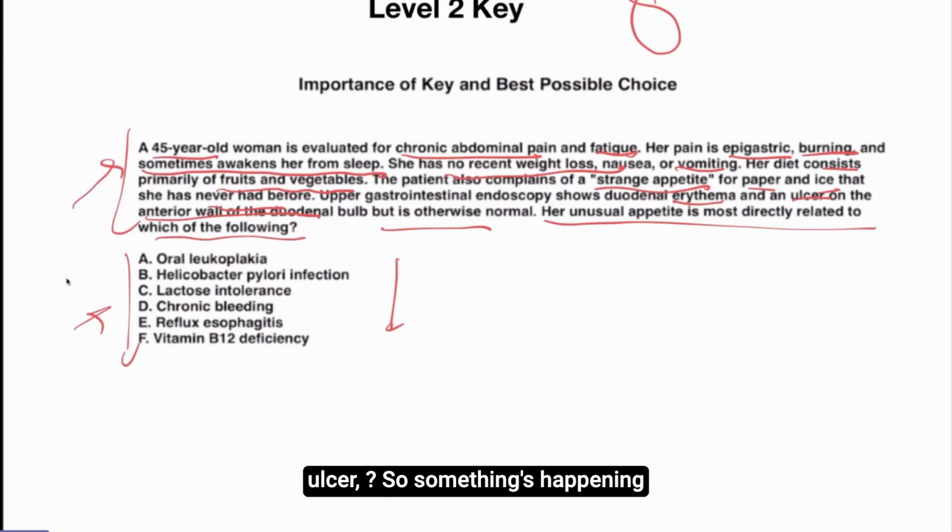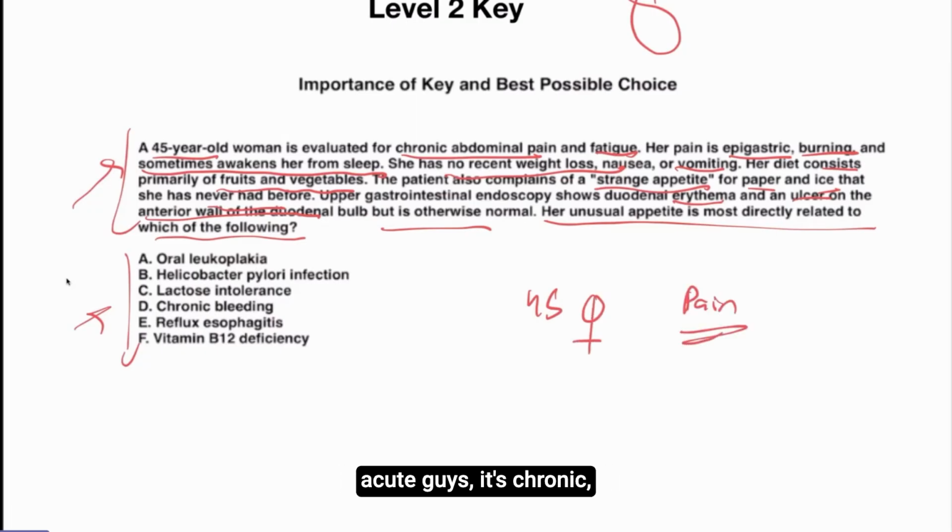So something's happening. And based upon that, these are the answer choices we are getting. If you look at the answer choices, based upon this presentation, this is a 45-year-old female. I'm going to repeat it again. She has, which is not acute, guys. It's chronic. That's very important. There's fatigue. What else is happening?